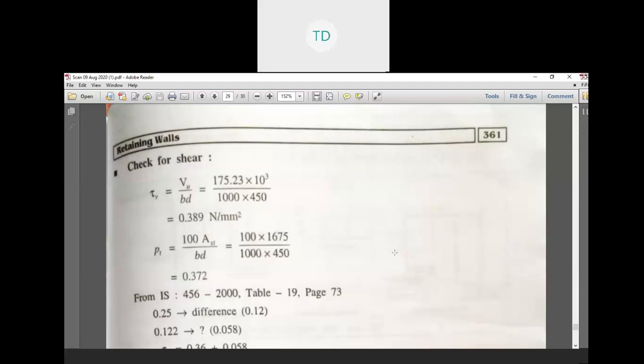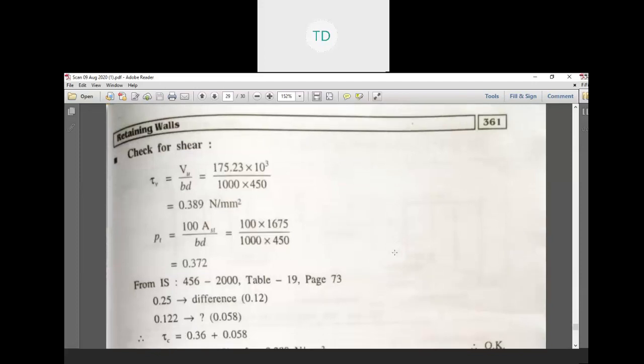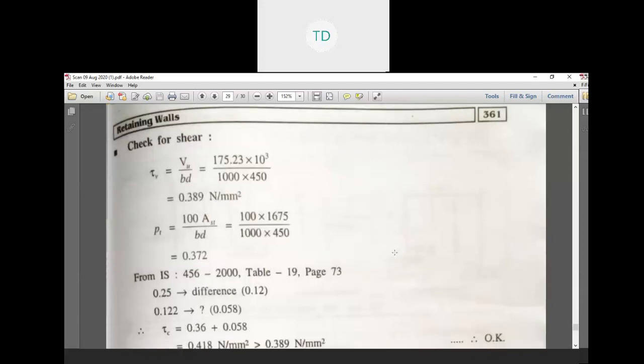Now check for the shear for the above heel. We have tau v is equal to Vu upon bd. We have Vu is equal to 175.23.